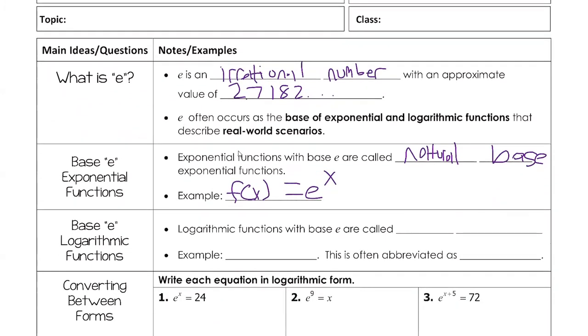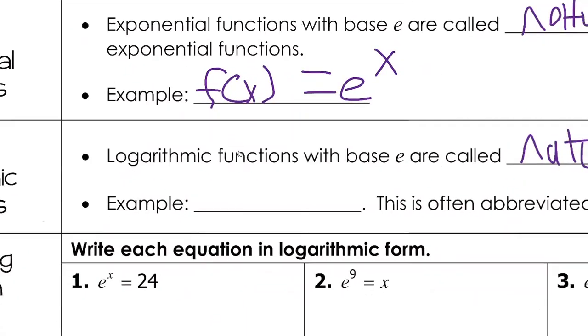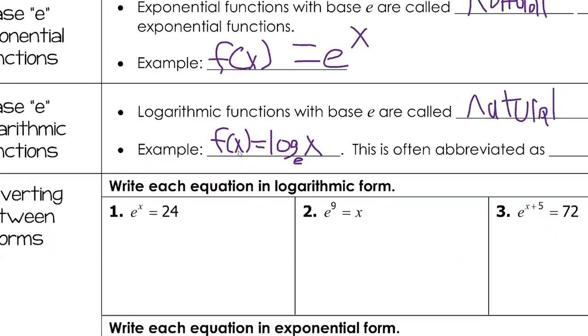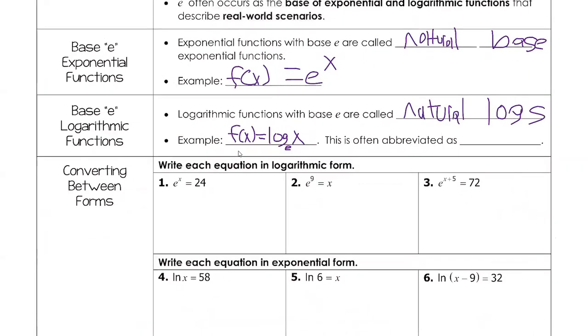What we're mostly interested in today is base e logarithmic functions. We call these natural logarithms. I'm just going to write logs instead of logarithm, but we call these natural logs. So for example, I know my handwriting is not the greatest, I'll zoom in so I can write this. If you have a log with a base of e, we call this a natural logarithm.